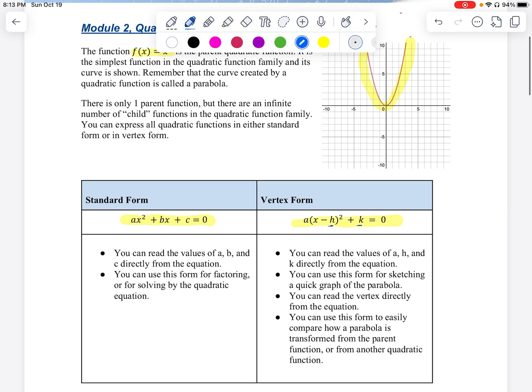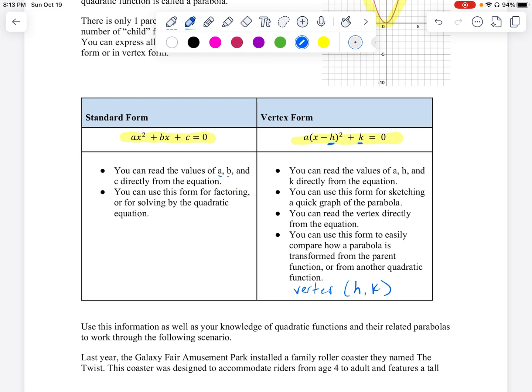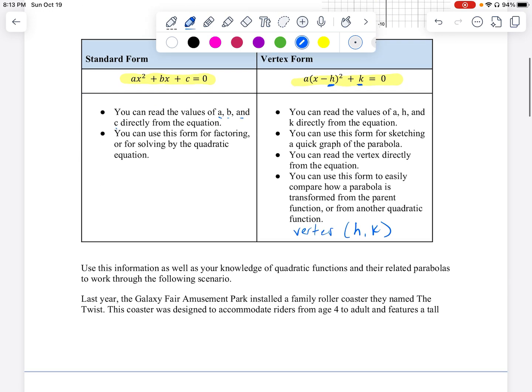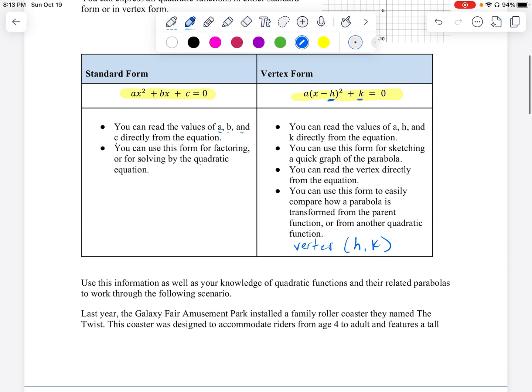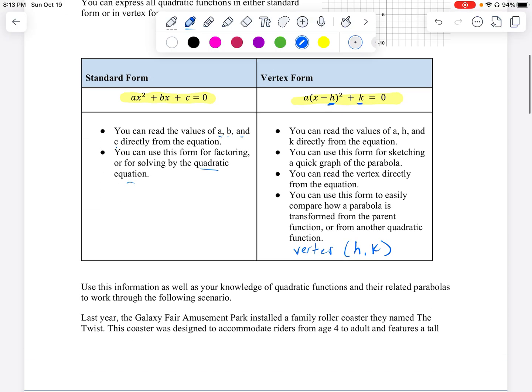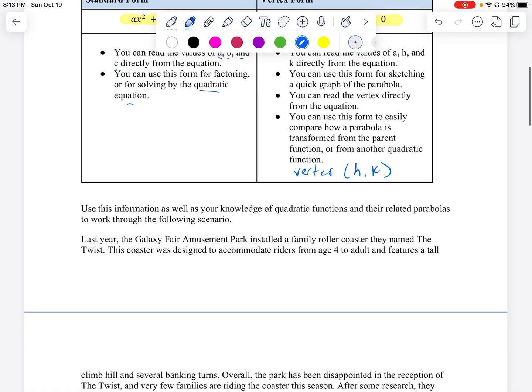The vertex form is handy when we want to graph it because we can see the vertex in the equation, the (h, k). We can't see the vertex in standard form. In standard form, we have a, b, c. That's great if we want to express it as a polynomial to combine with other polynomials, or if we want to use the quadratic formula to solve for it. But the vertex form helps us graph it and see the shape and location better.